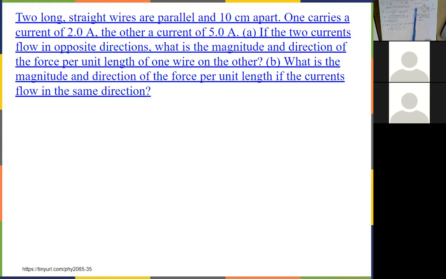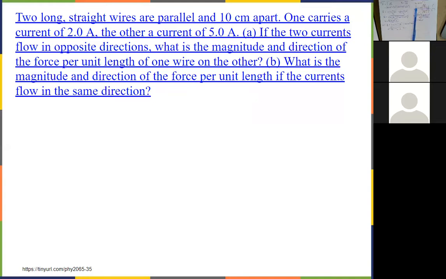So if the two currents flow in opposite directions, what's the magnitude and direction of force per unit length of one wire on the other? And then what's the magnitude and direction of the force per unit length if the currents are flowing in the same direction? Okay, so I think for the magnitude, in the two scenarios, that would be the same. Okay, so I think that's easy to answer.